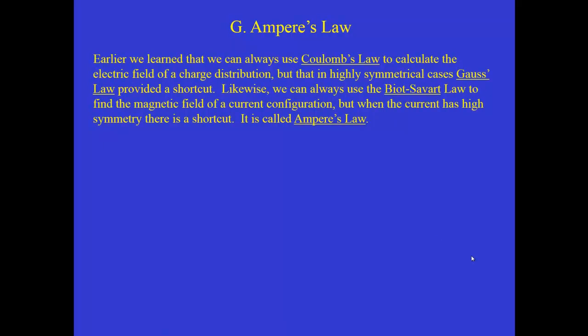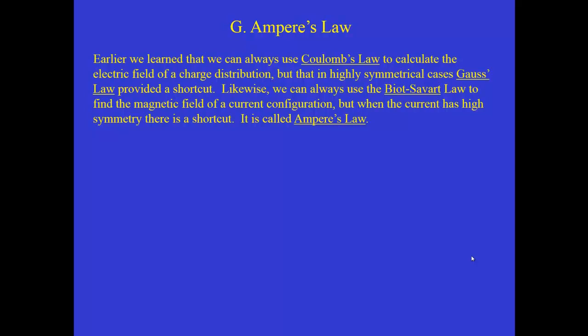To close off this section dealing with the sources of magnetic fields, we're going to introduce another fundamental law called Ampere's Law. And thinking back to our study of electrostatics and how to calculate electric fields, we learned that we can always use Coulomb's law in the expression for the electric field produced by a charge distribution to calculate that electric field. But in certain highly symmetrical cases, Gauss's law gives us a shortcut, a much easier way of finding the electric field if the symmetry is present.